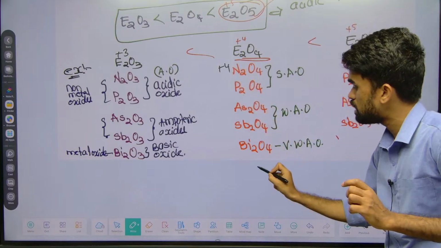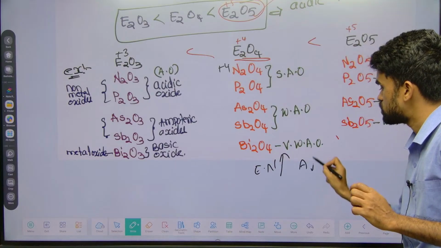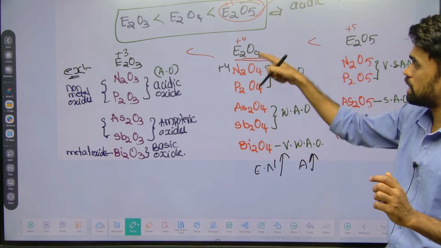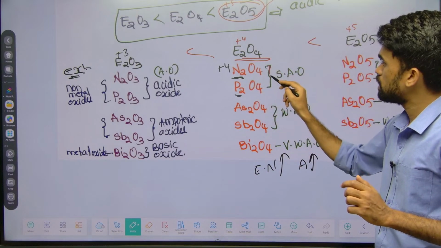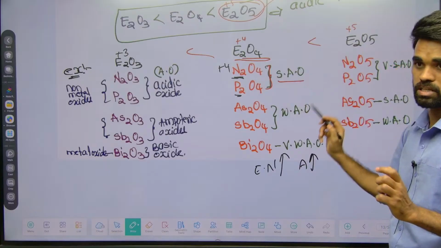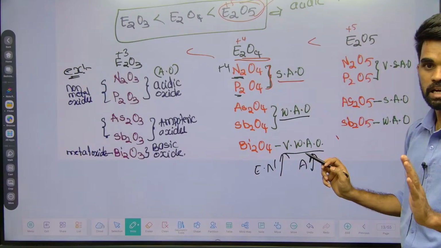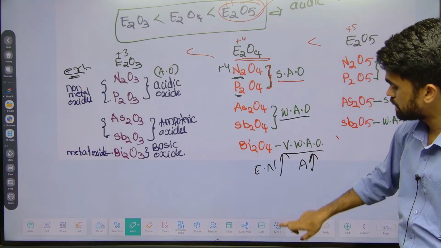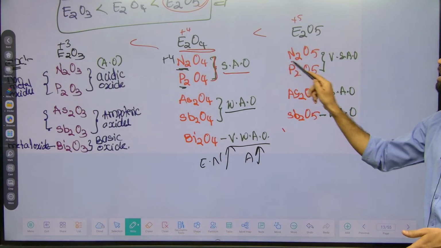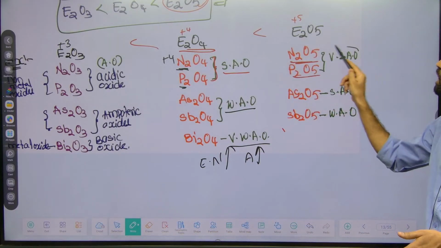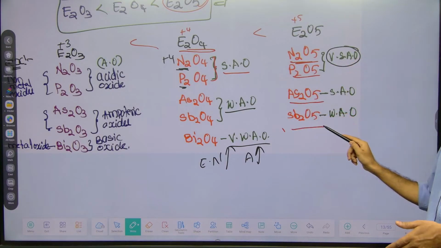Now look at the element electronegativity. More electronegativity, more acidic nature. Which is the most electronegative element out of this? Nitrogen. The next, phosphorus. That's why their oxides are strong acidic oxides. Next one, weak. This one very weak. Clear everyone? Okay. Next, if you consider E2O5 type, like N2O5, P2O5, very strong acidic oxide, next strong acidic oxide, weak acidic oxide.